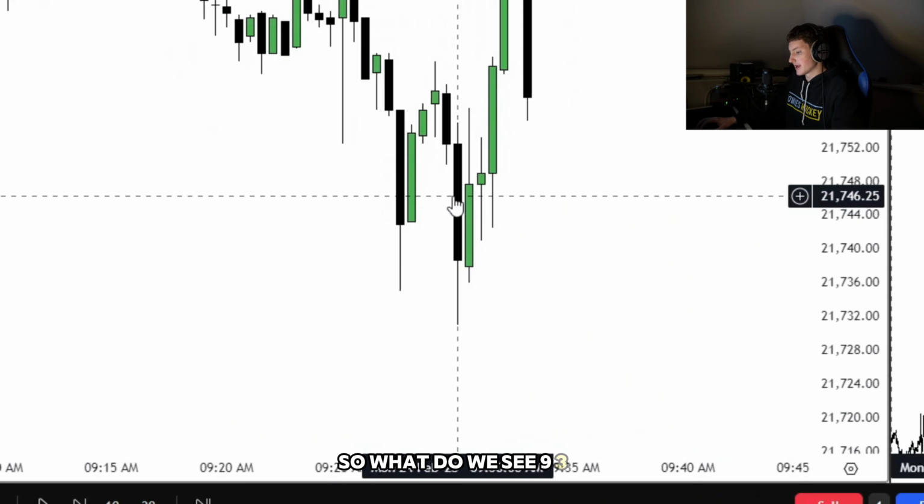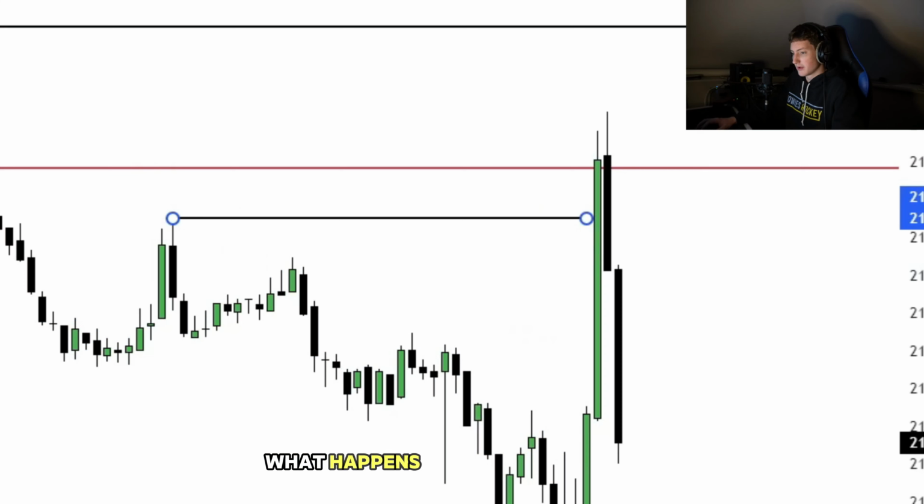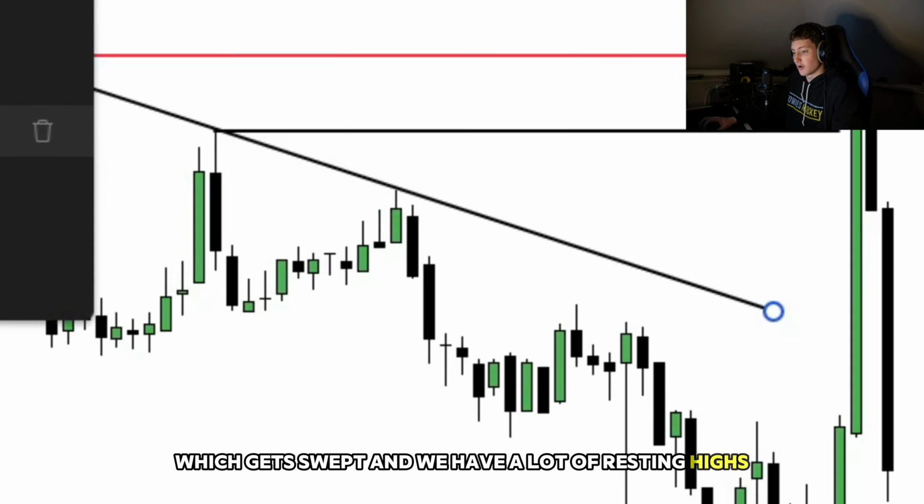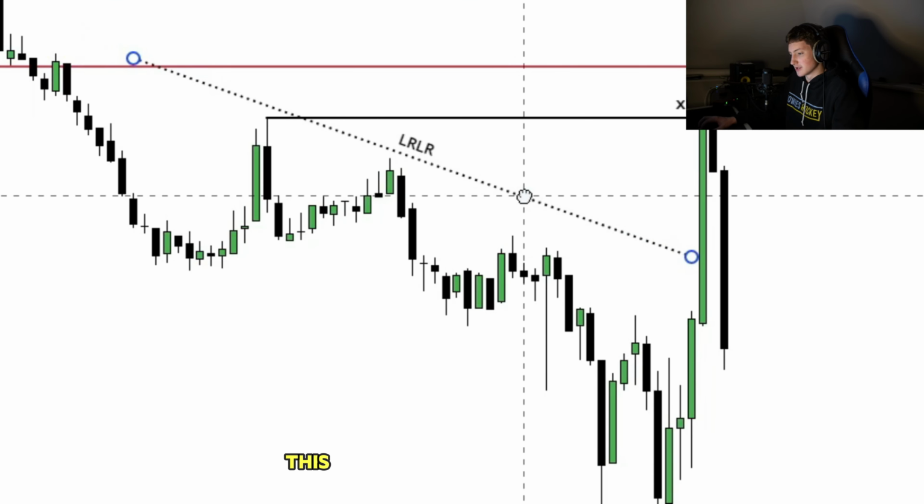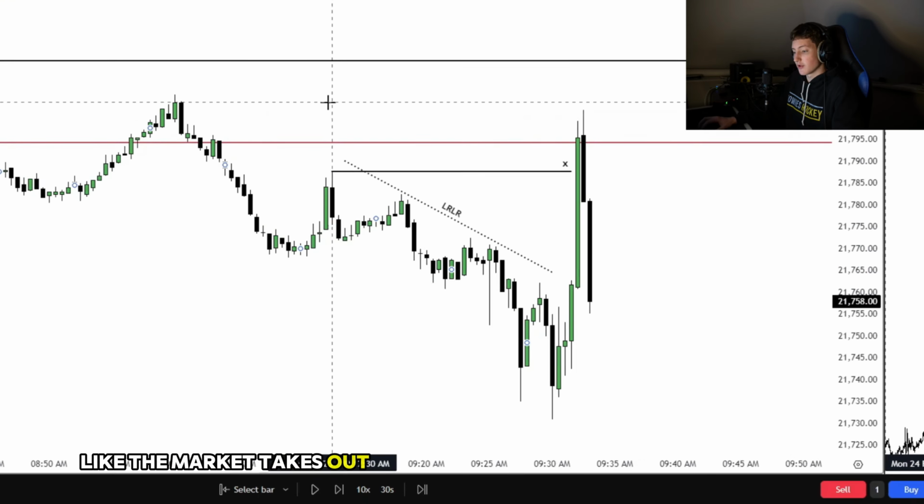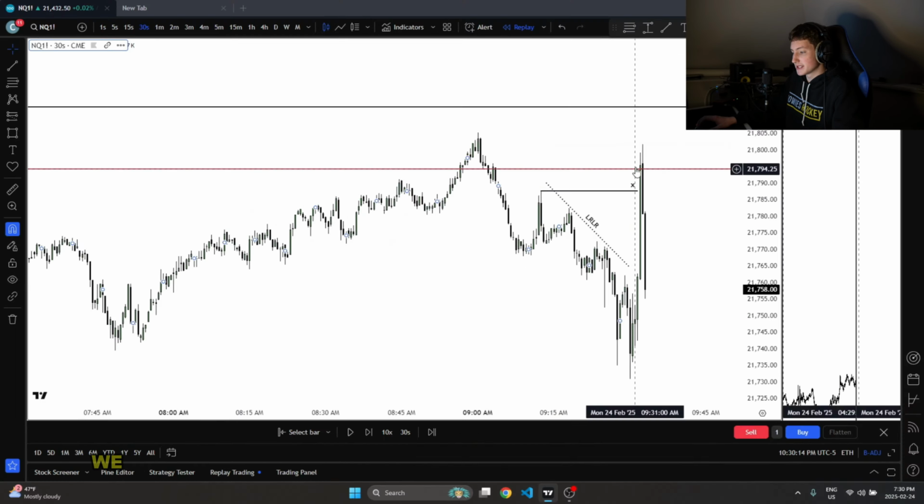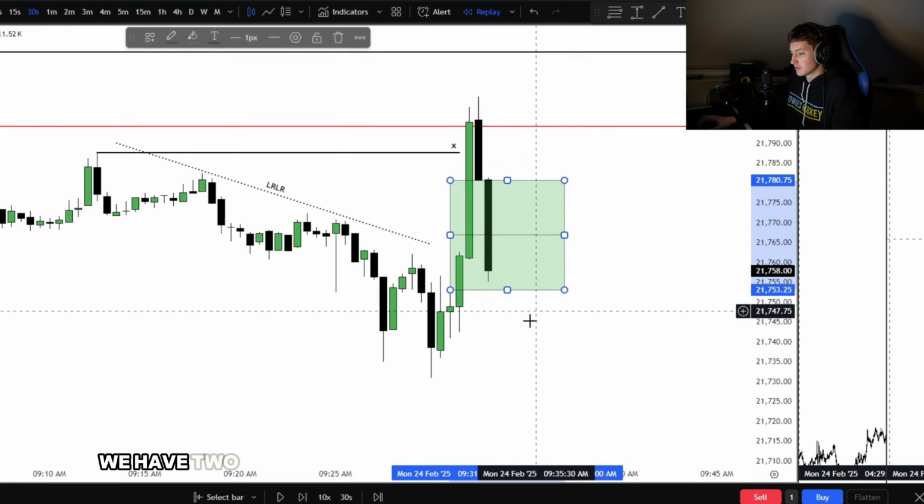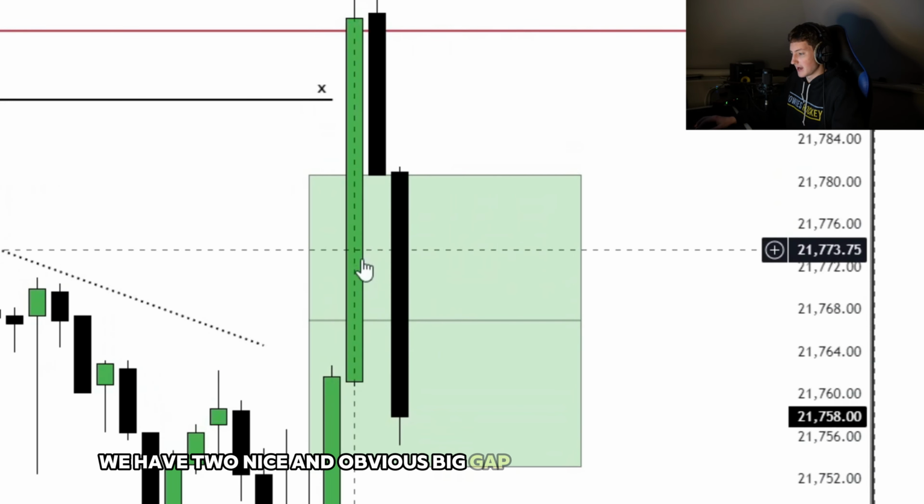So what do we see? 9:30 a.m., boom, we see an instant rip, and now this is manipulation. What happens? We have a high right here which gets swept, and we have a lot of resting highs almost in a bit of a trend line here. This is a liquidity area as I explained, especially right here, very much trend line like. The market takes out all those highs because of the stop losses. We tap the red line once again, that order block, and then what happens? We have two nice and obvious big gaps which instantly get inverted.